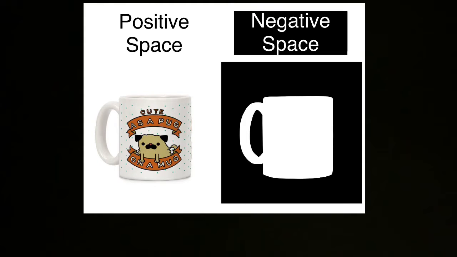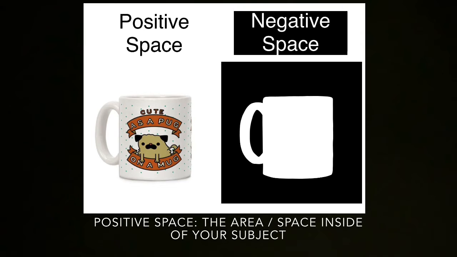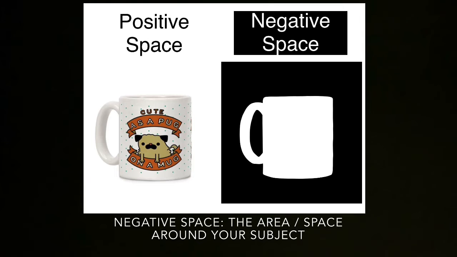Here is a great example of positive and negative space. In both images, you can tell that it's a picture of a mug. The one on the left is the positive space because you can see all of the things on the mug. The positive space is the space inside your object or subject. On the other side, we have our negative space, where the only thing that is shown is the space around our object. So the black part showing is the space that fills in the gaps around our object.